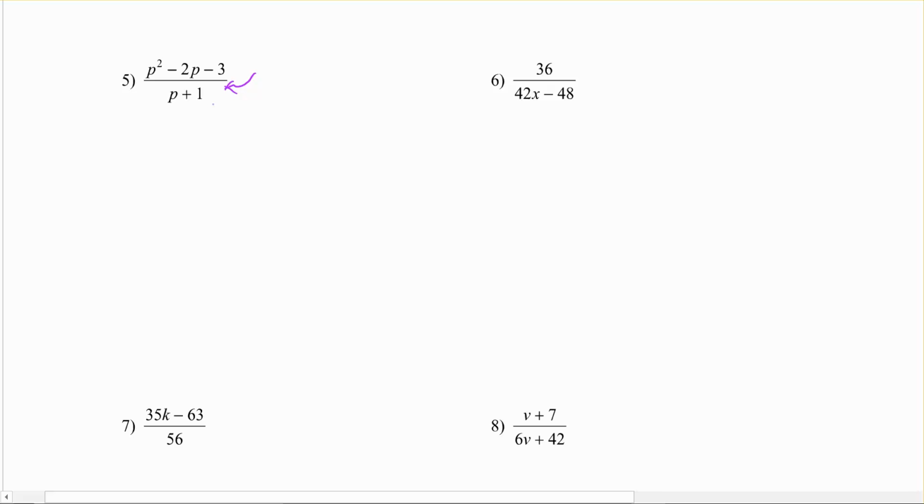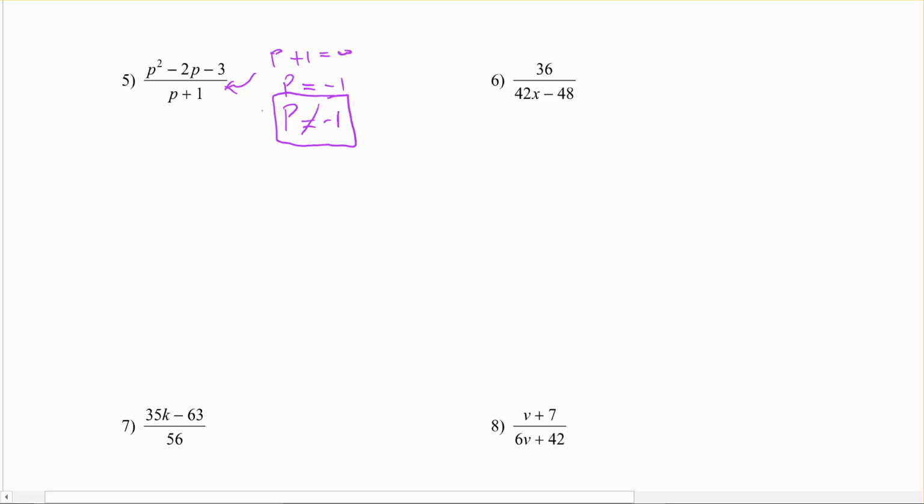So again, we're saying, what would p have to be equal to make the denominator equal to 0? Because that's what we can't do. It can't be equal to 0. So we'd say p plus 1 is equal to 0, and then p is equal to negative 1. So p cannot be equal to negative 1. That's our restriction there. That's the only thing that p is not allowed to be.